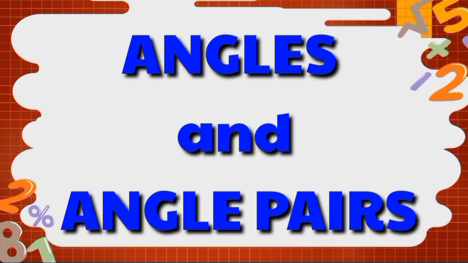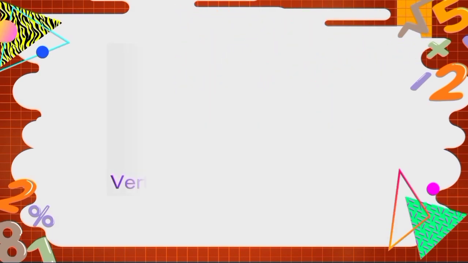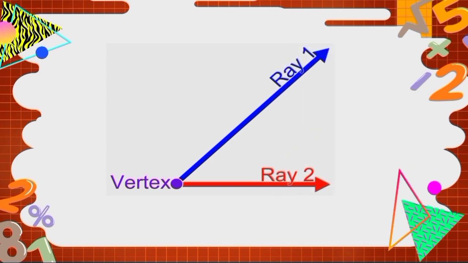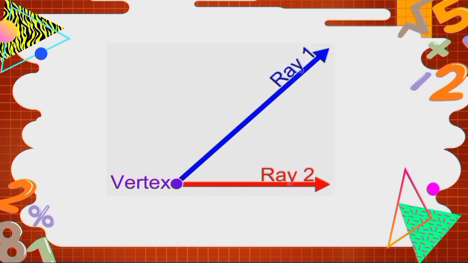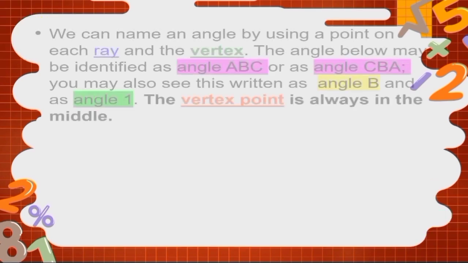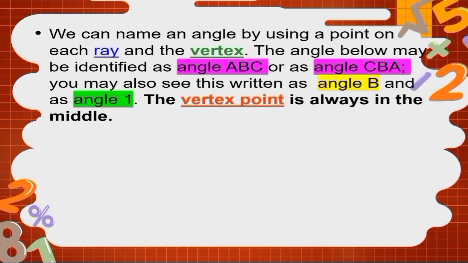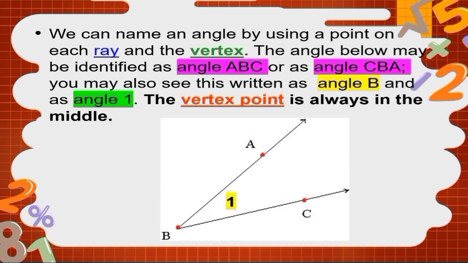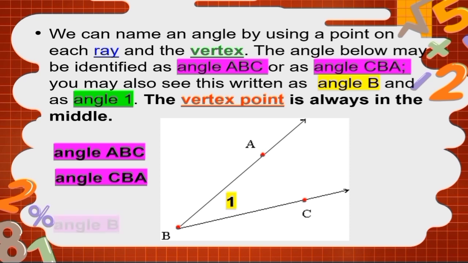For today's topic, we will be dealing with angles and angle pairs. Their common endpoint is called as vertex, while the two rays are called sides of the angle. We can name an angle by using a point on each ray and the vertex. The angle below may be identified as an angle ABC, as angle CBA, or you may also see this written as angle B and as angle 1. The vertex point is always in the middle.